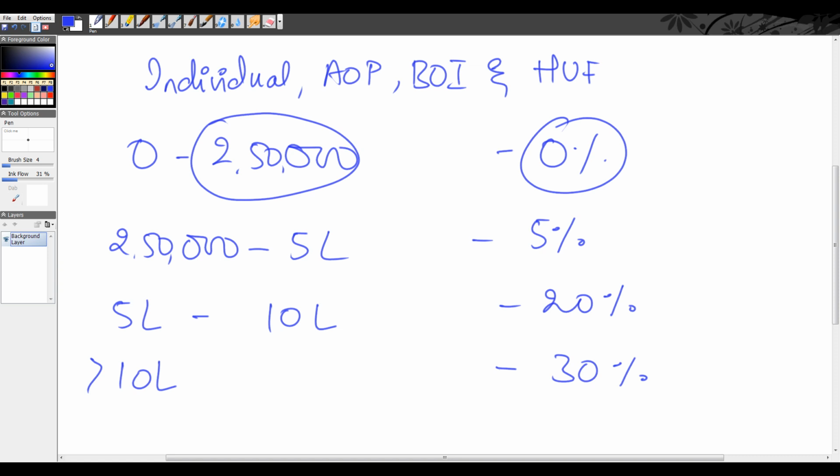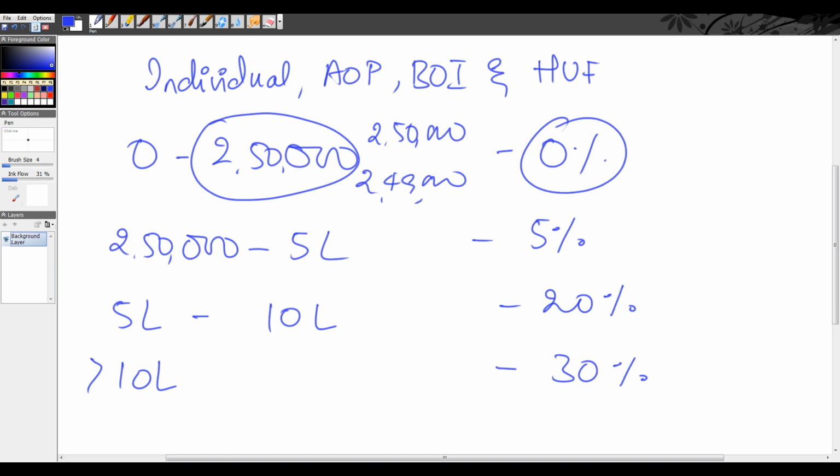Now, of course, this is slightly different for different categories of individuals. We'll see that soon. But let me reiterate once again: 0 to 250, 0% tax. If your income is exactly 2,50,000, you need not pay any tax. If it is 2,49,000 also, you need not pay any tax. But if it is 2,50,010 rupees, you will be required to pay tax. That's how the slab or rates work.